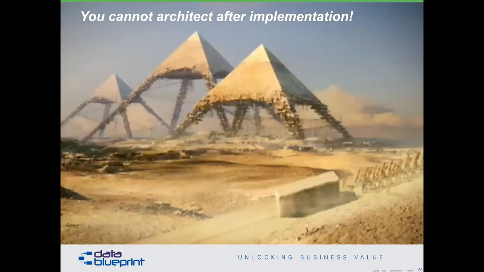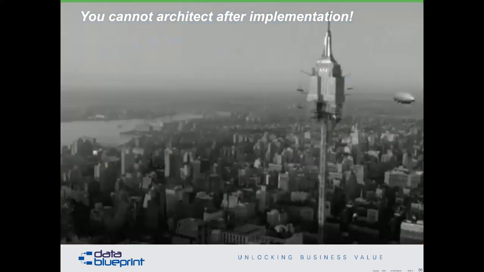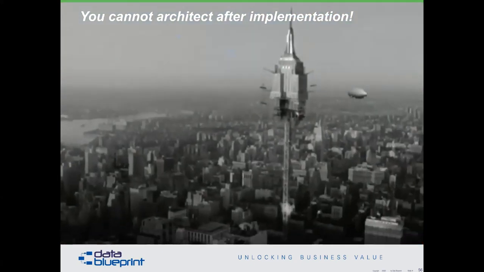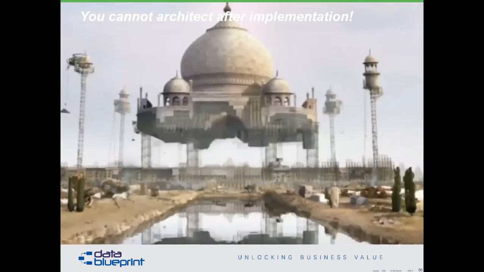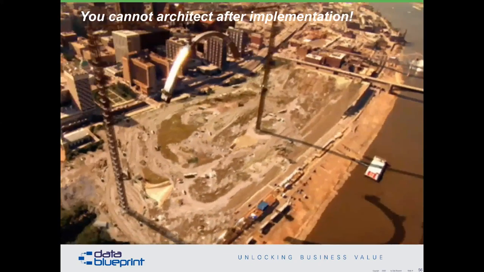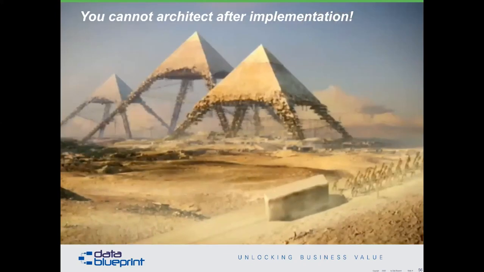And each of these structures that I'm showing you here clearly was not built from the top down. The Empire State Building did not start at the spike. The Taj Mahal, the Arch of St. Louis did not start at the top. And finally, the pyramids, of course, did not start at the top.